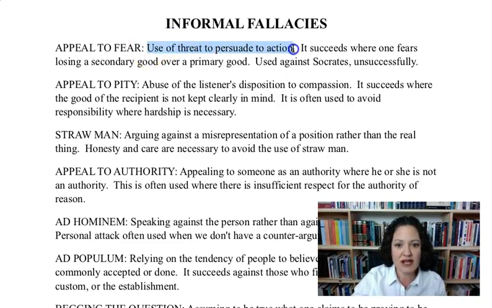Now, this is where it comes in. So it's the use of threat to persuade to action. Notice, this isn't an argument. He gave many arguments as to why he is not corrupting the youth. He does believe in the gods, and he is doing a service to Athens. So he gave them arguments. They did not give counter arguments. Instead, they used this informal fallacy, and they threatened his life.